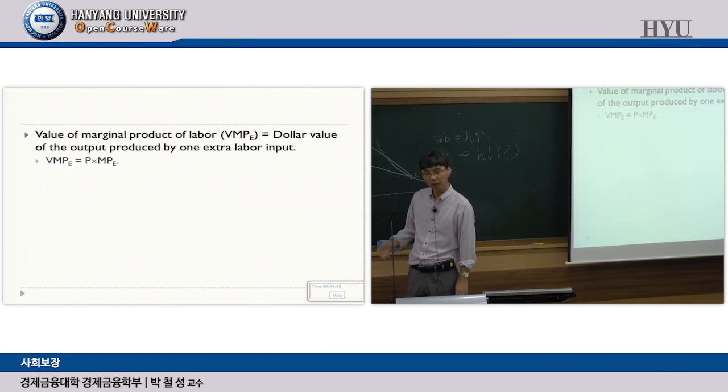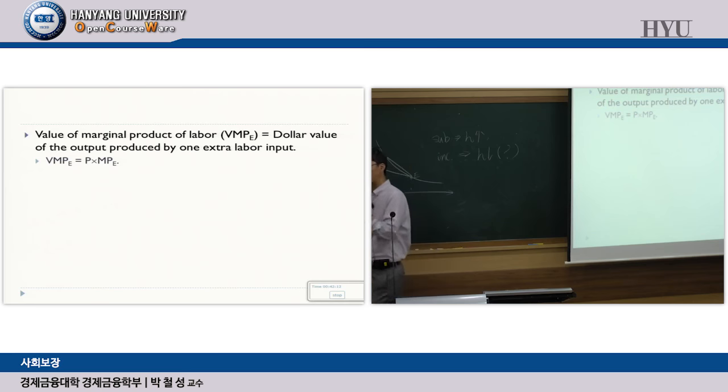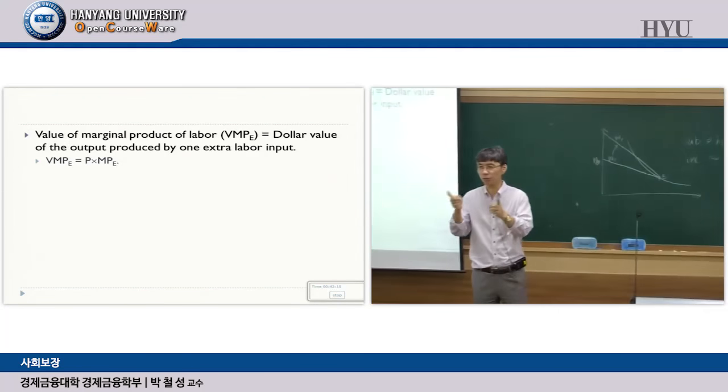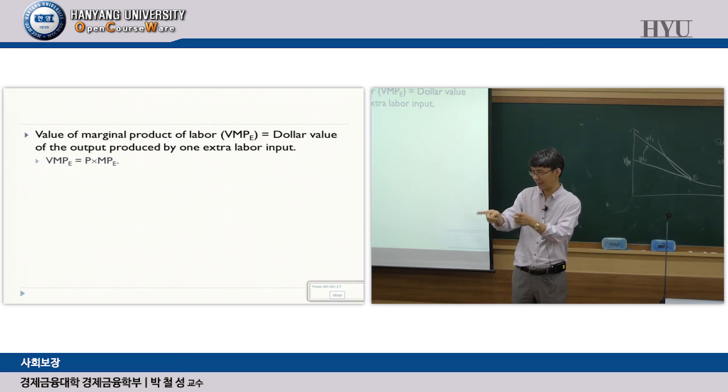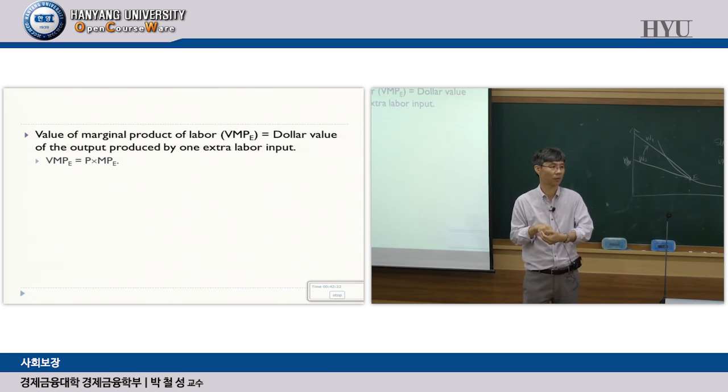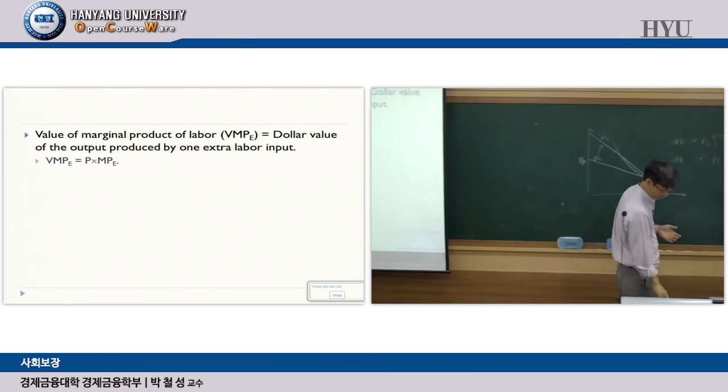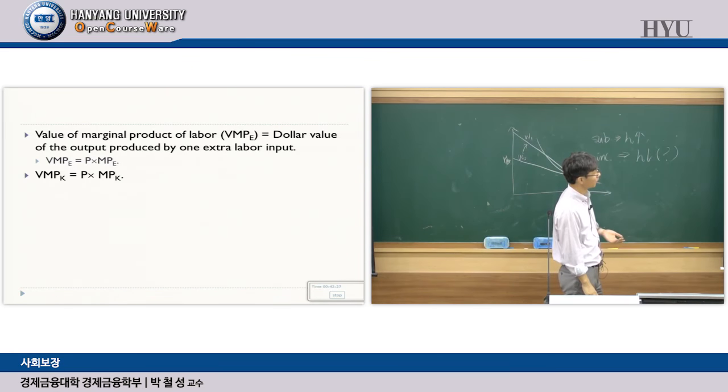So you can think of VMP as the gain you get by increasing labor input by 1 unit. What matters is not just how many more units they make, but how much money you make out of that additional product. That's the value of marginal product of labor. VMPK we can define in a similar way: P times MPK.